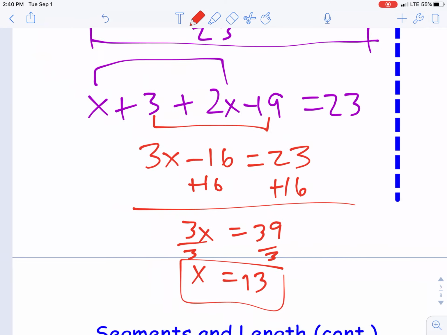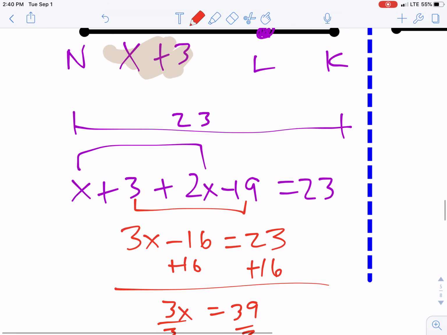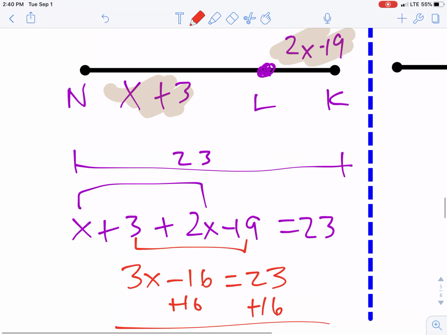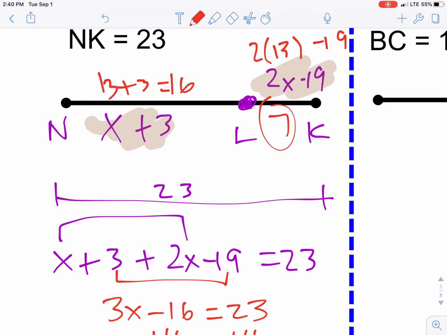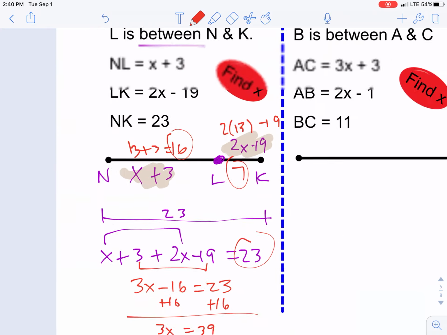Now if you don't trust it, you can go back and plug it in to make sure we're doing it right. 13 plus 3 gives us 16. And then 2 times 13 is 26, minus 19 is 7. 16 plus the 7 gives us the grand total of 23. We know we did it right.